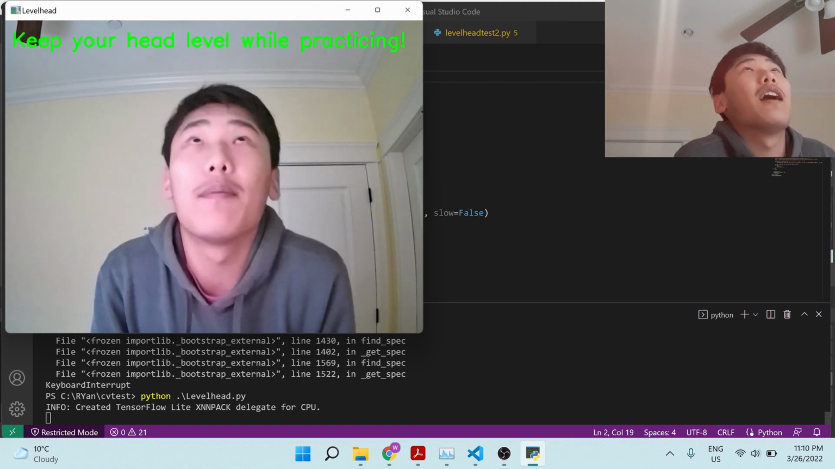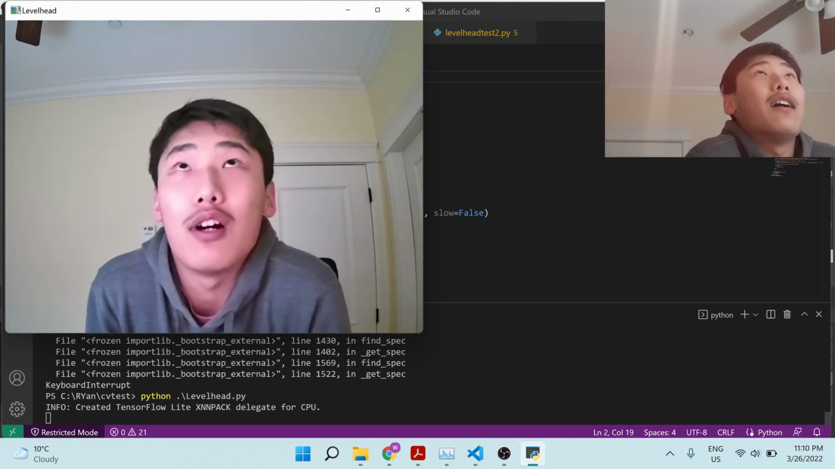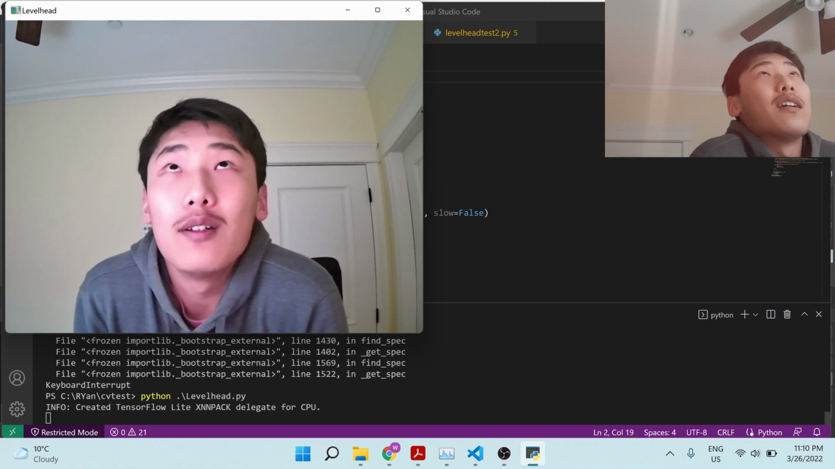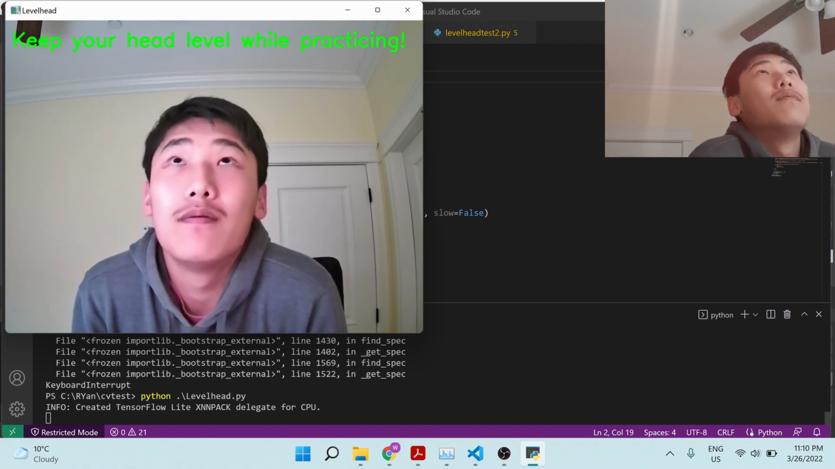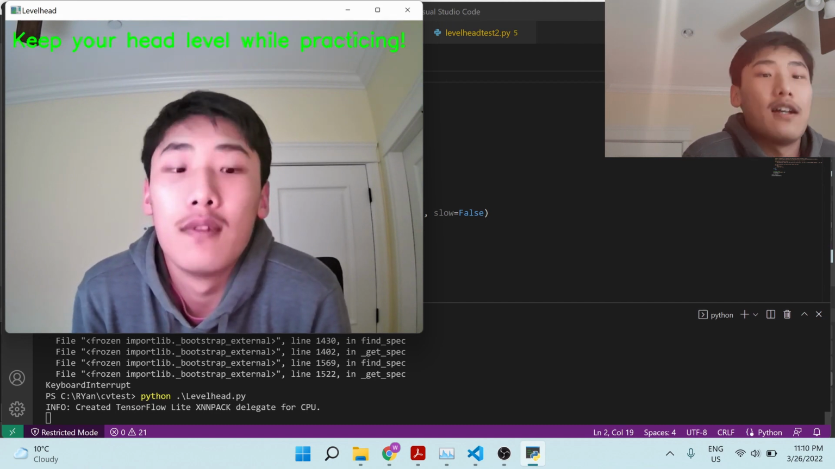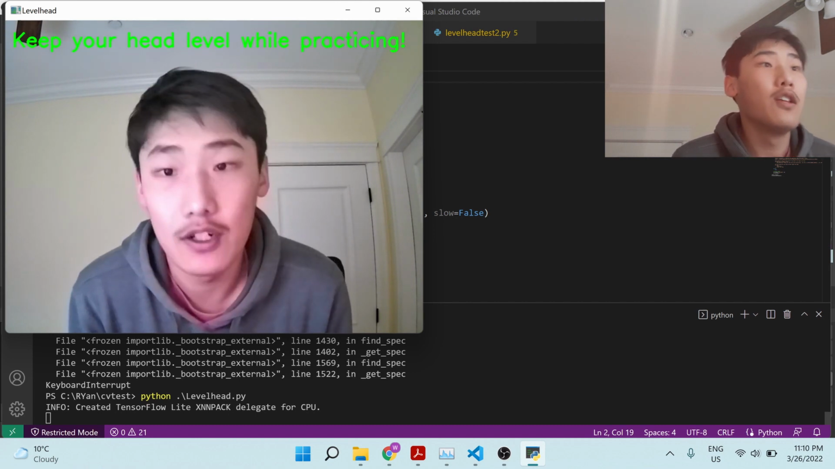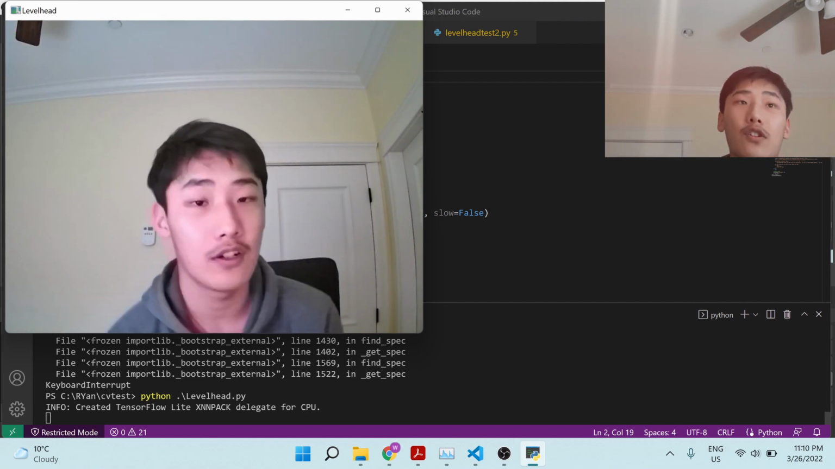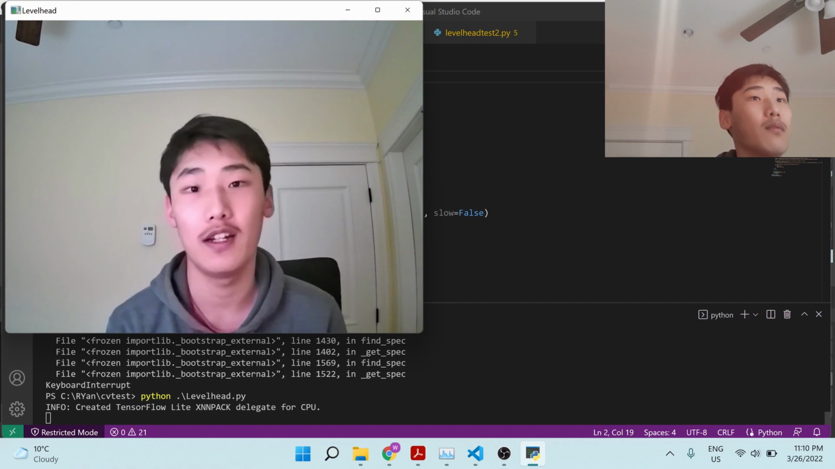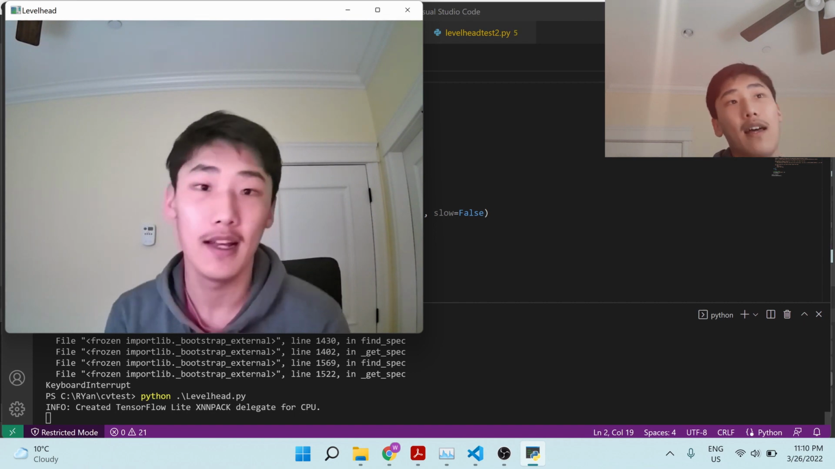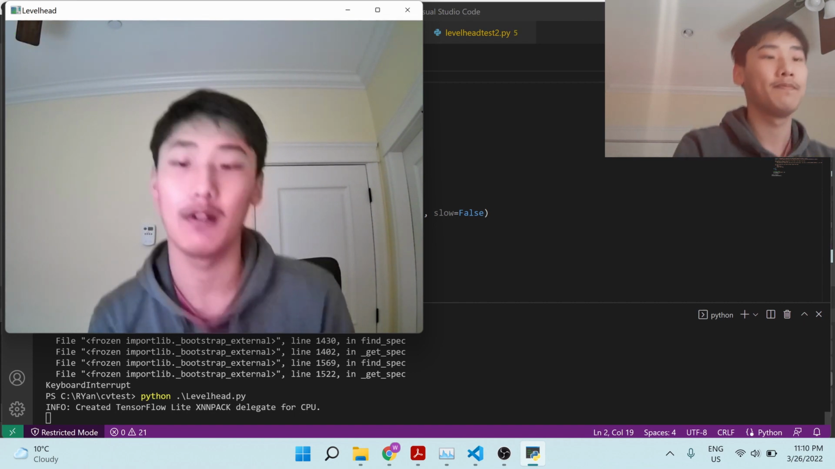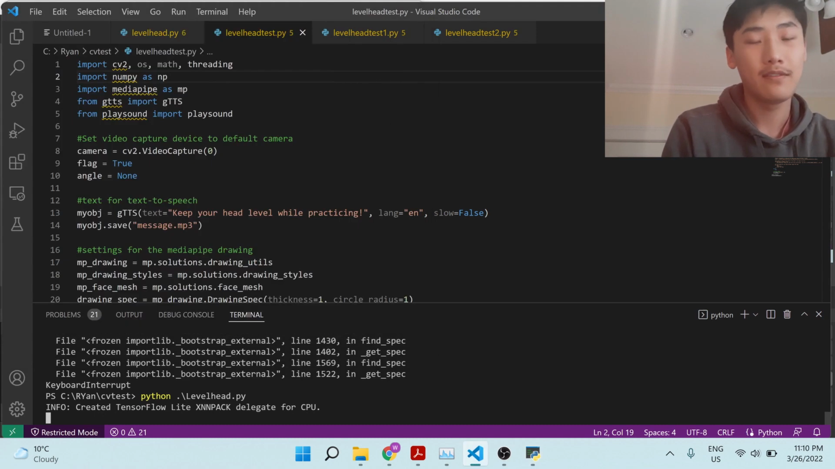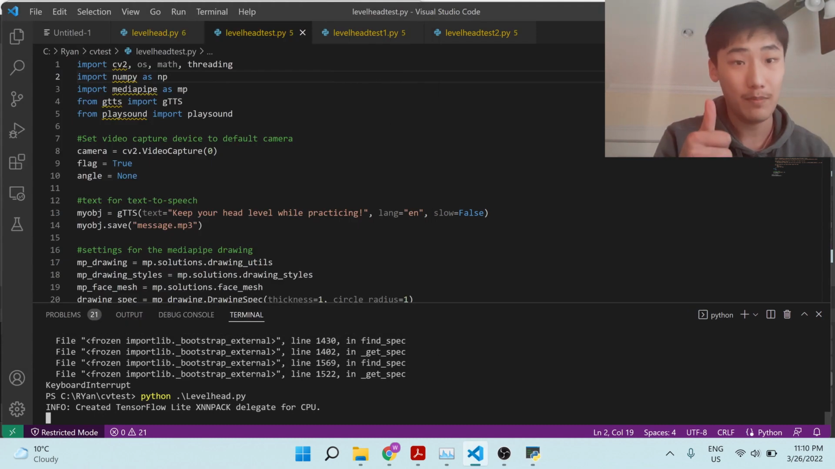Now, the same can happen if, for example, I tilt my head too high. It'll take a while, but it'll happen. Keep your head level while practicing. As you can see, there's the audio message. So basically what it does is it encourages you to practice dribbling while your head's completely level to the camera, and that will improve your dribbling skills as well.